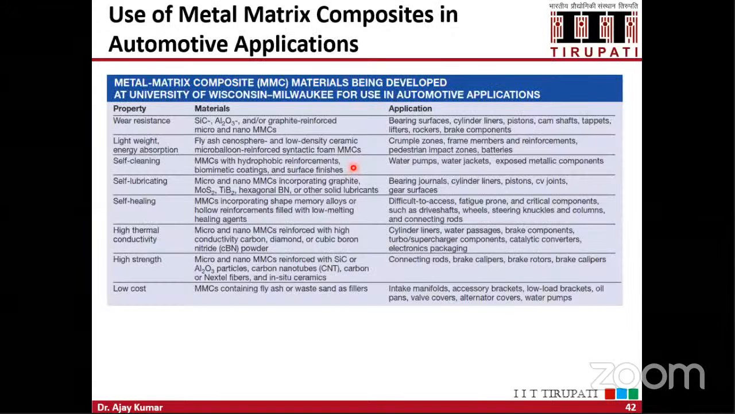And this is again a simple example of different applications of metal matrix composites in automotives. Suppose, for example, you need high wear resistance in the composite materials, you can use silicon carbide, alumina, and graphite reinforced micro and nano MMCs, and these are the applications: cylinder liners, pistons, camshafts, brake rotors. And if you need lightweight as well as energy absorption, you can use metallic foam. I have given an example of how you can make metallic foam using the FSP process.